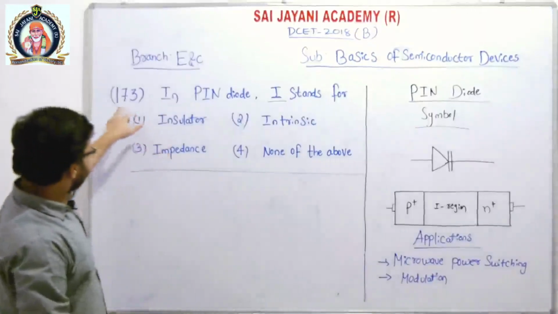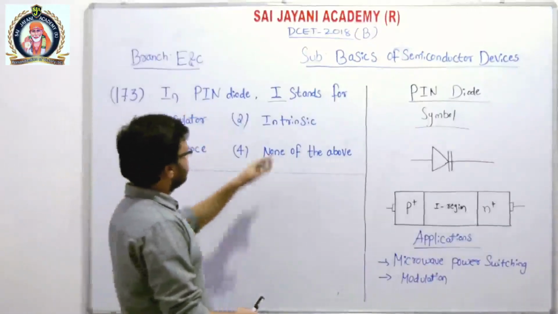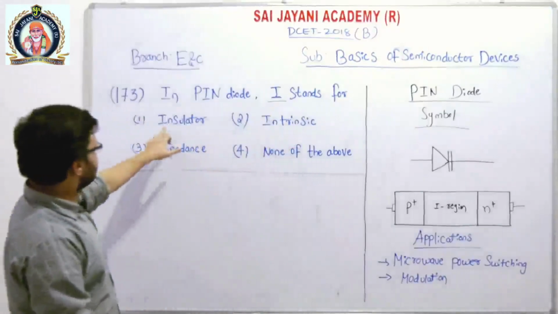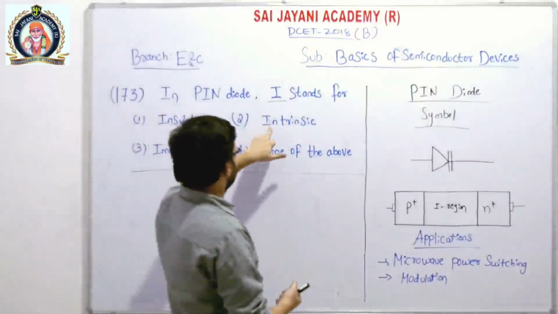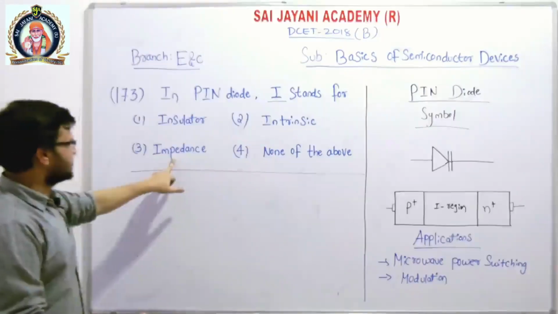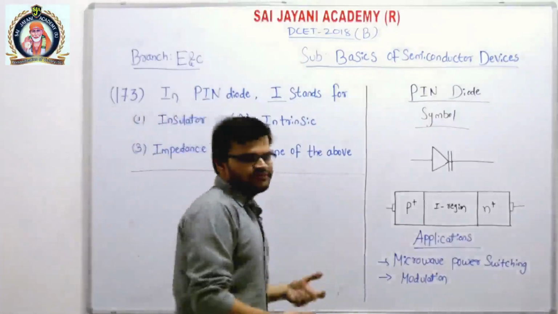Question number 173: in a PIN diode, I stands for. The options are given below. The first one is insulator, the second one is intrinsic, the third one is impedance, and the fourth one is none of the above.